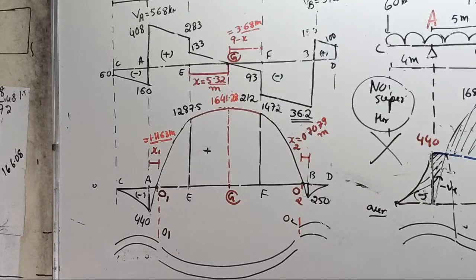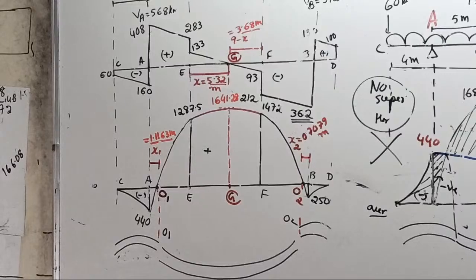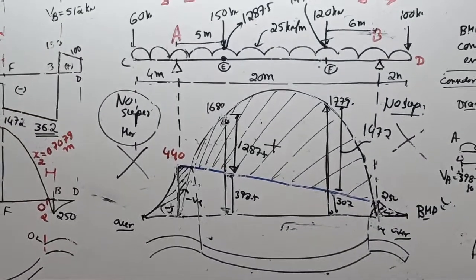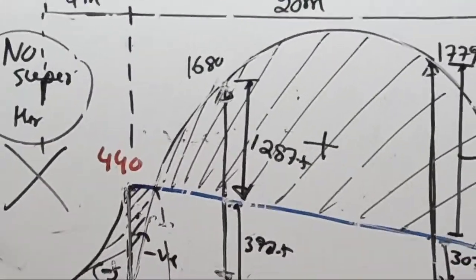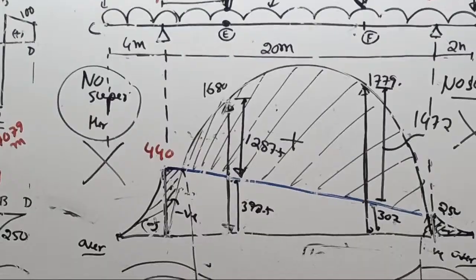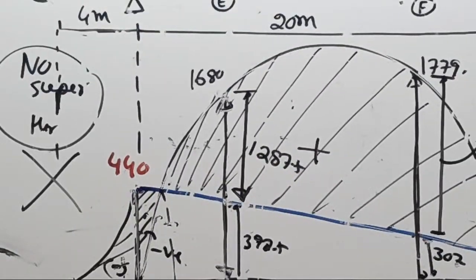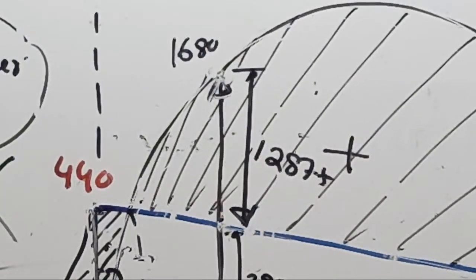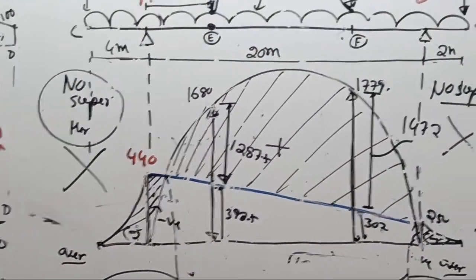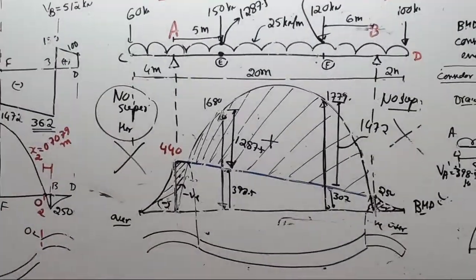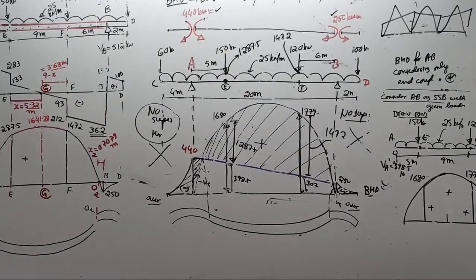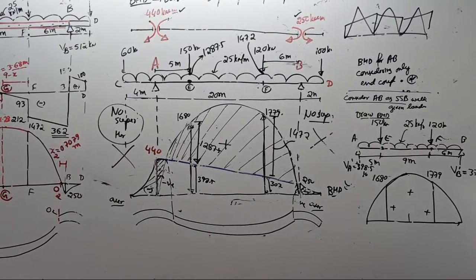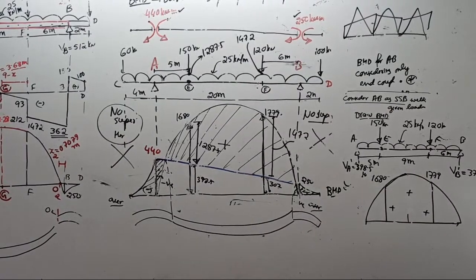Somewhere between E and F, at a distance of 5.32. 1641.28. One minute. 1641.28. No, chance, why is it like this? I should reduce it. Answer. How much did you tell? 1641.28. No. Last for today. Why 1641.28?